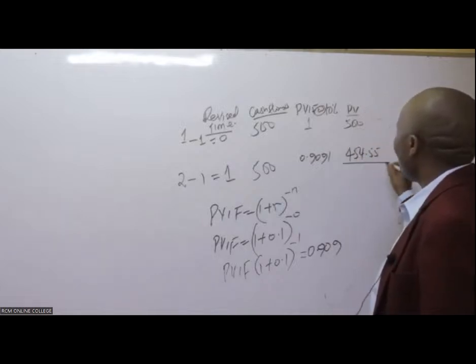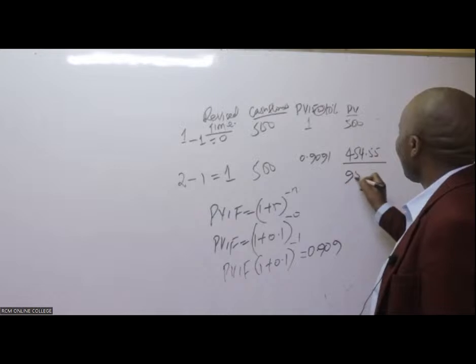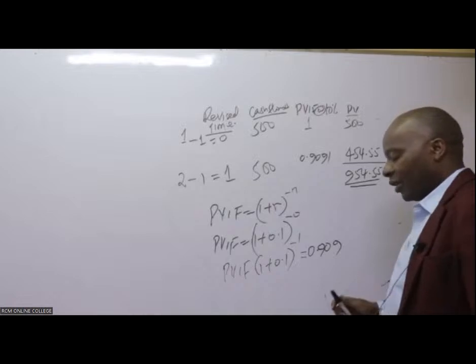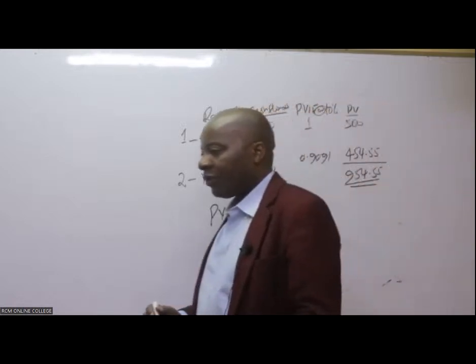So you come and add here. So this will be 954.55. So this is the present value of the obligation.